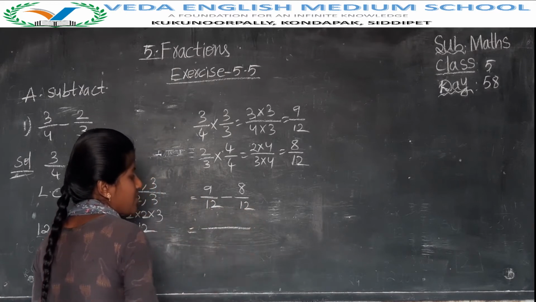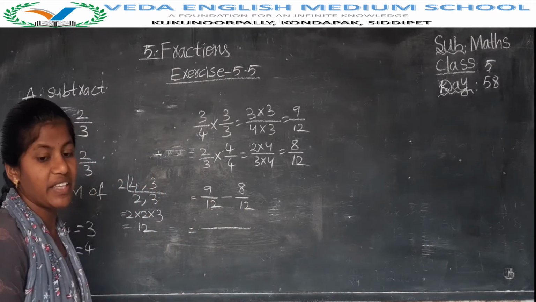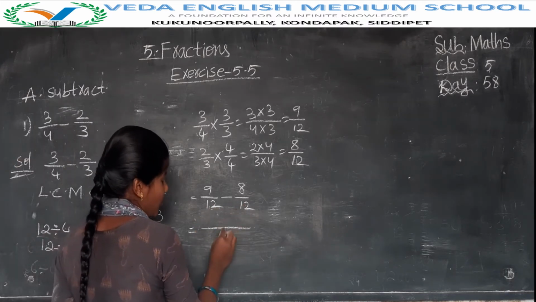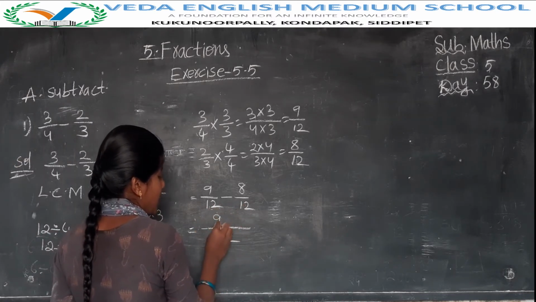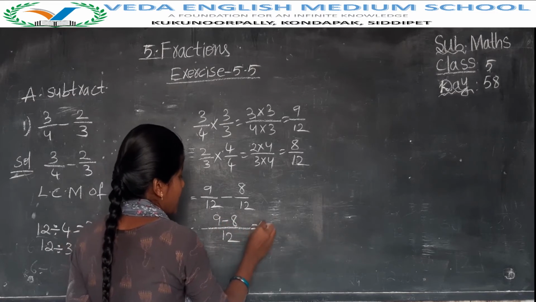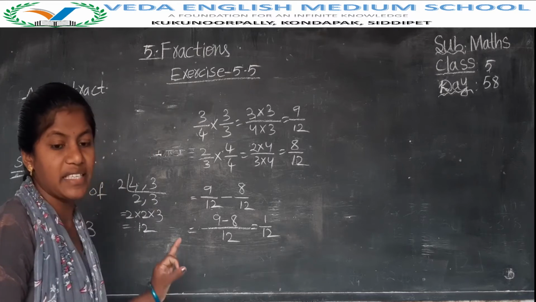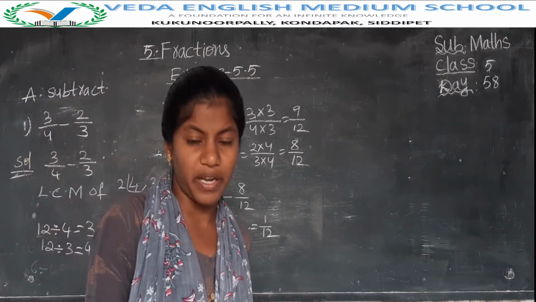Both the denominators are equal. If the denominators are equal, then they are called like fractions. So for subtraction, only 12 you have to take. 9 minus 8 is 1. So the answer is 1 by 12. Same as addition, but you have to subtract.